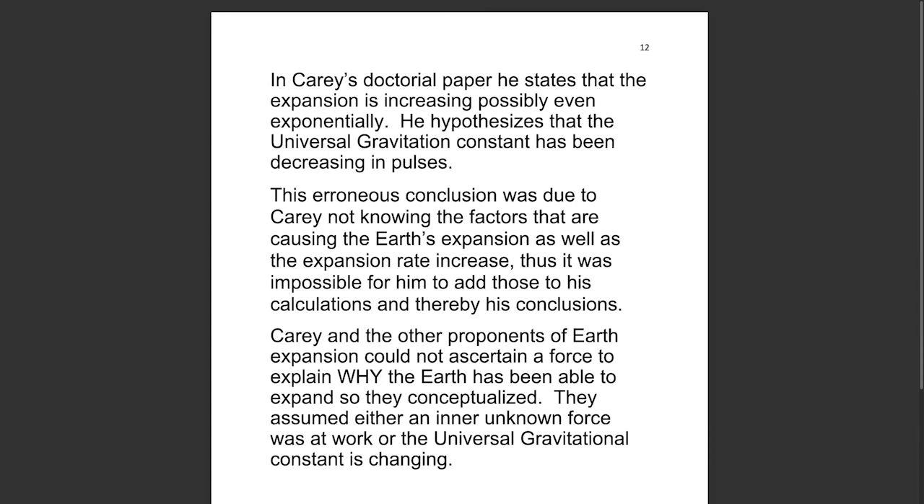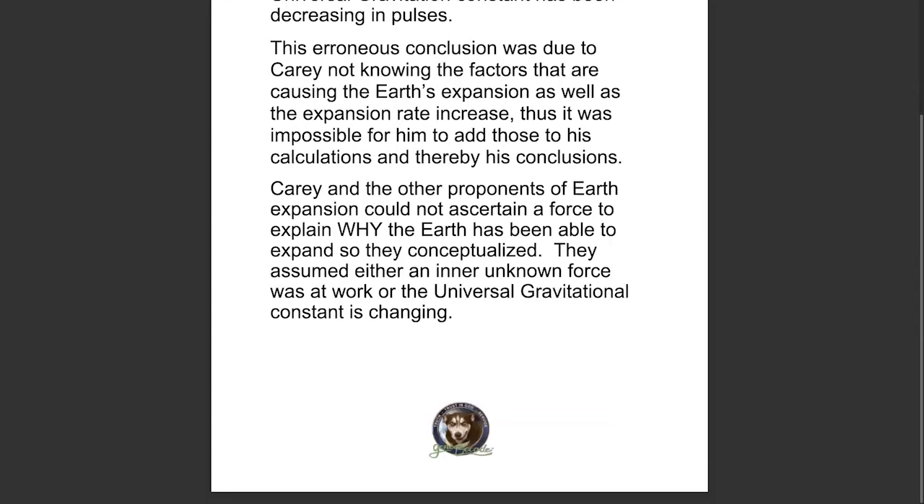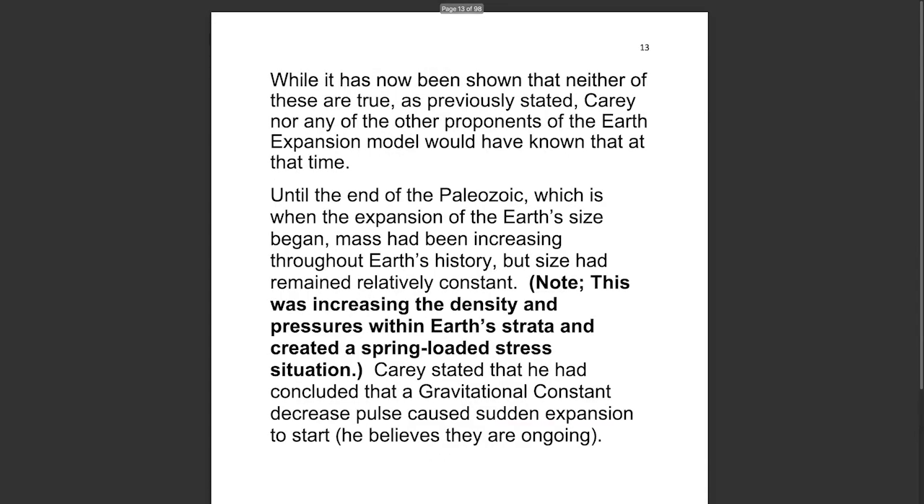Carey and the other proponents of Earth expansion could not ascertain a force to explain why the Earth has been able to expand. So they had to conceptualize. They assumed an inner unknown force, again, we're going to say unknown, was at work on the universal gravitational constant change. And that's now been proven that that's not happening. While it has now been shown that neither of these is true, Carey, nor any of the other proponents of the Earth expansion model, would have known that at the time.